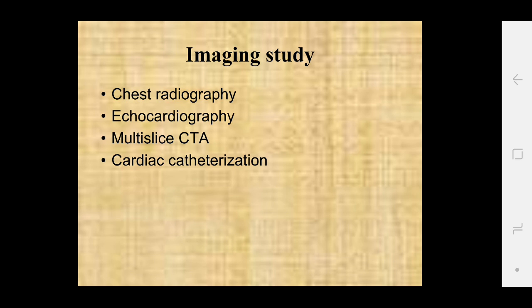Also, of course, there is the snowman appearance in X-ray, but it is sometimes difficult to see in a newborn. Echocardiography is usually the gold standard. It is a very good tool for diagnosis of total anomalous pulmonary venous return. It can detect almost 100% of cases, especially the supracardiac and infracardiac types.